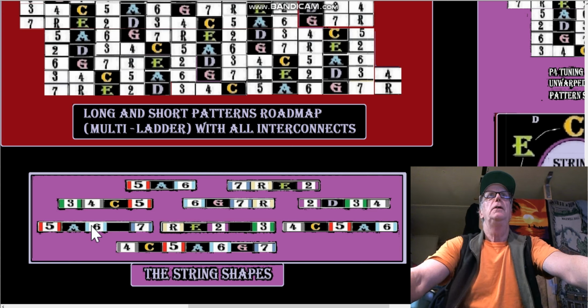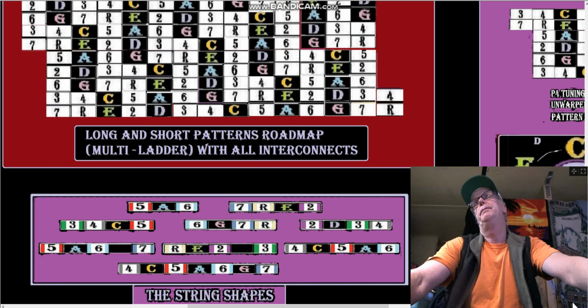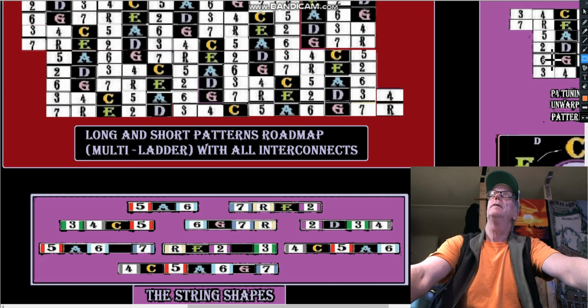And then the long string shapes are right here. And one thing to remember about the pentatonic, even on the extra long string, 4C extra long, is that the pentatonic is still just 5 6, because this is the longest one, because the 4 and the 7 have been added on the extremes. The A5 extra long, the root E extra long, and the 4C extra long are also on the roadmap. Okay? And they are right here.